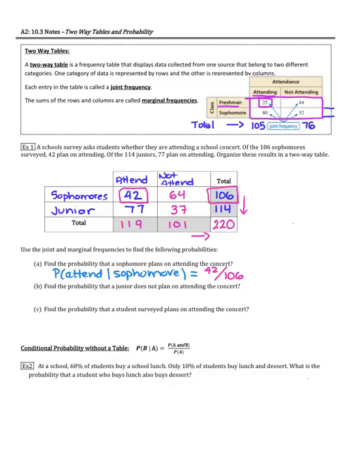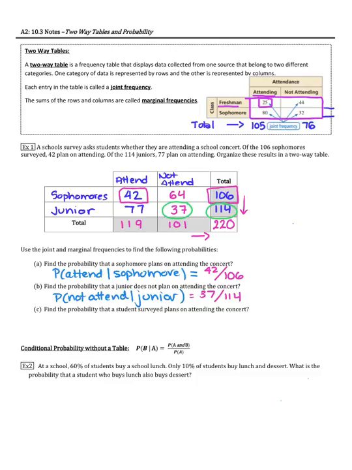Then we see the probability that a junior does not plan on attending. That's the probability of not attending given that you are a junior. So that will give us a total of 37 out of 114.